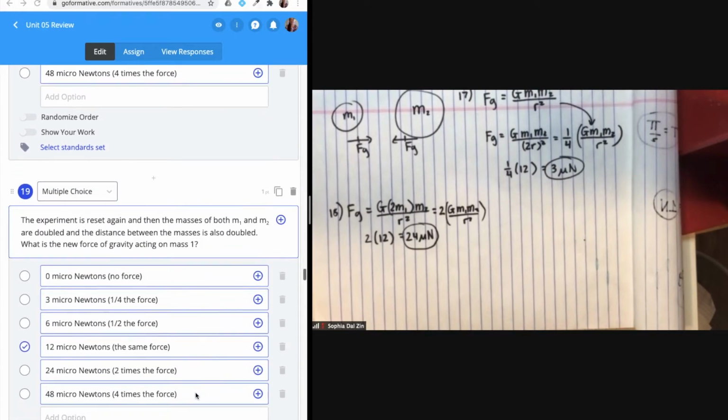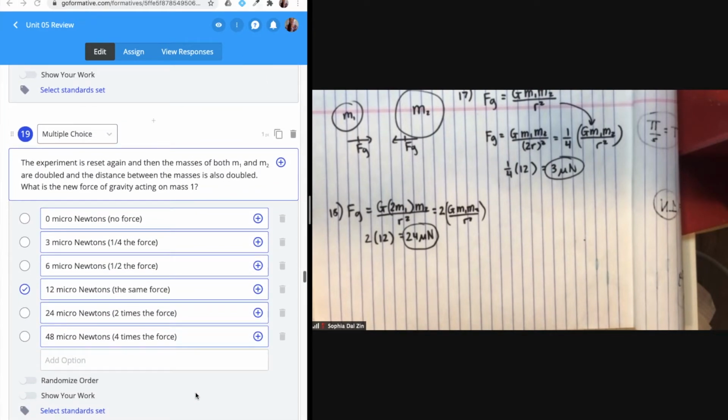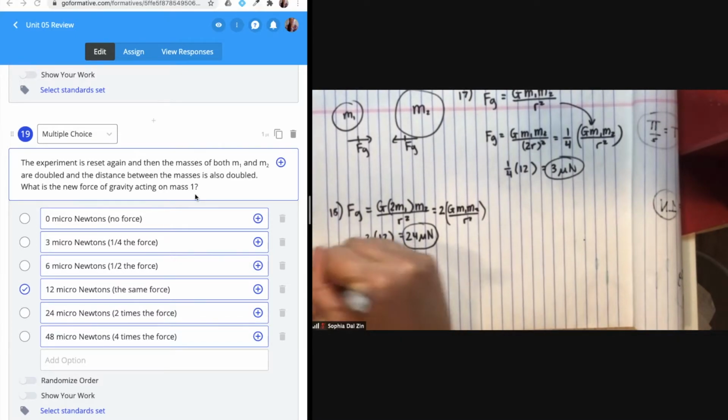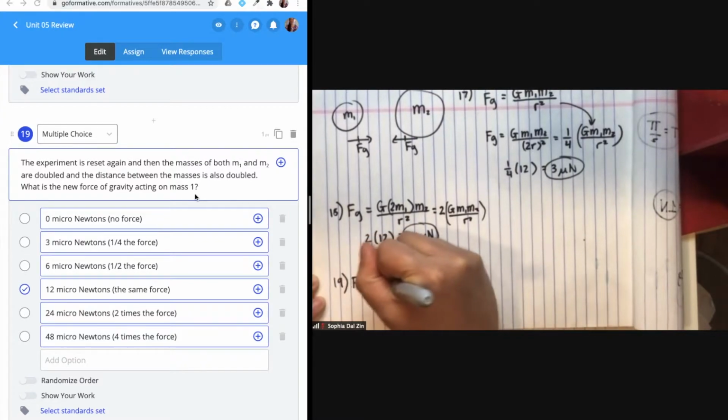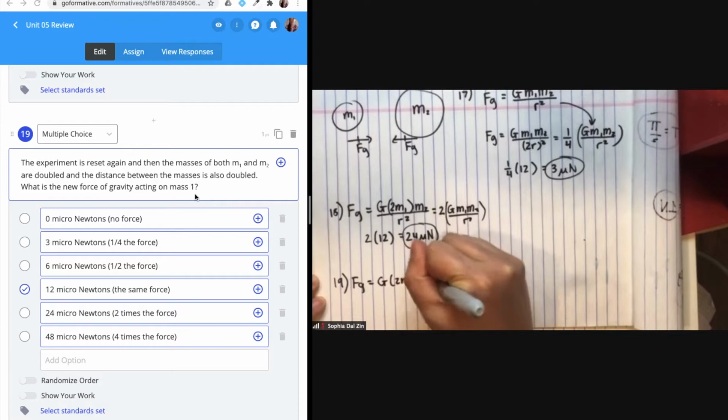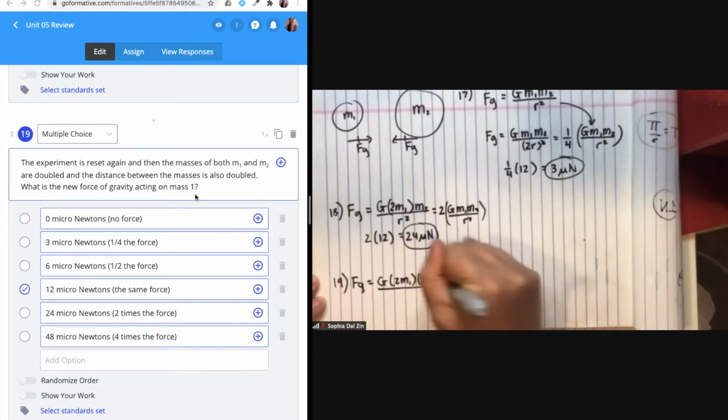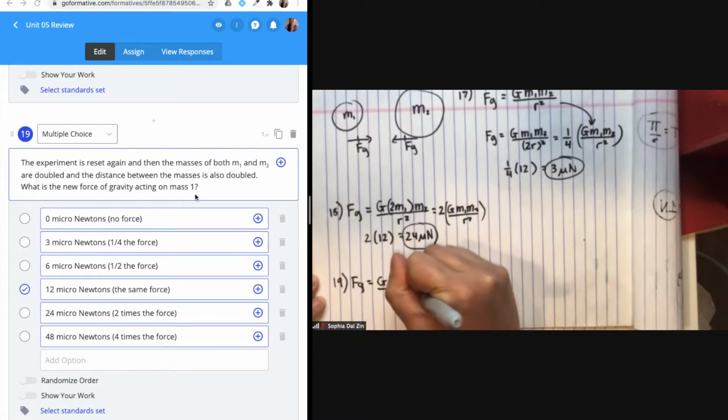For number 19, notice we're just practicing proportions over and over. We reset the experiment again, but now it doubles m1 and m2, as well as doubles r. So what does that do? Okay, that makes m1 twice as big, m2 is twice as big, and it's 2r in the denominator.